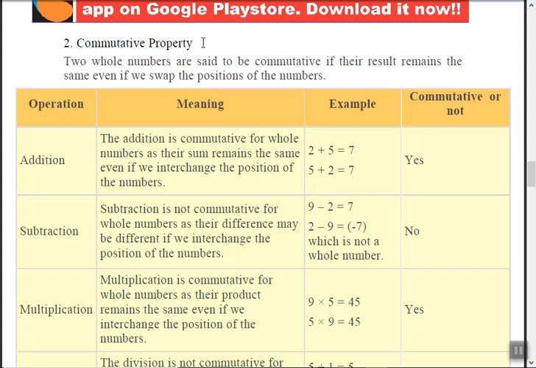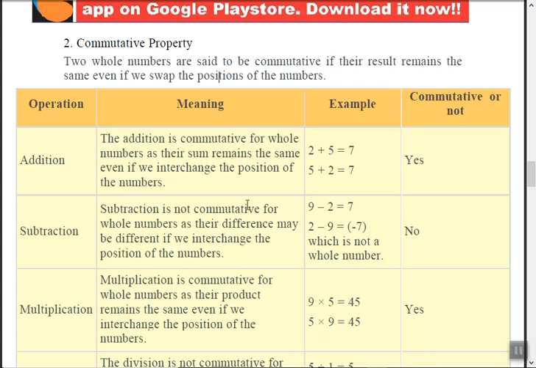Next, commutative property. Two whole numbers are said to be commutative if their result remains the same even if we swap the position of the whole numbers. Suppose if you add, see this, 2 plus 5 is 7 and 5 plus 2 is also 7. So that's why it is yes. Now is this possible in subtraction? No. Why? Because 9 minus 2 is 7, but 2 minus 9 is not 7, it is minus 7. That's why in this case it is not commutative.